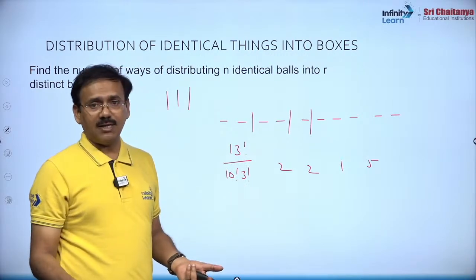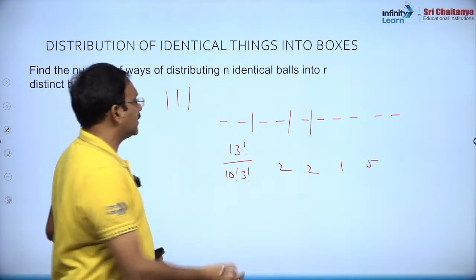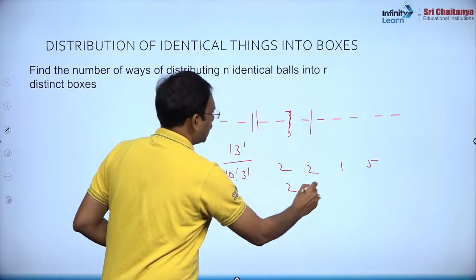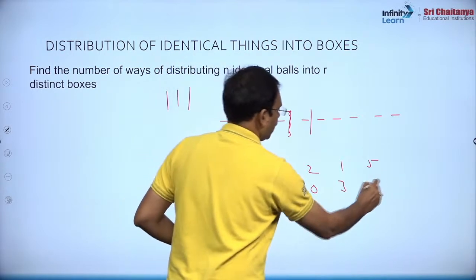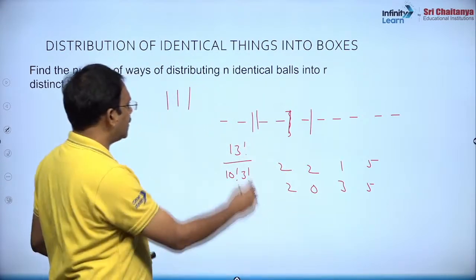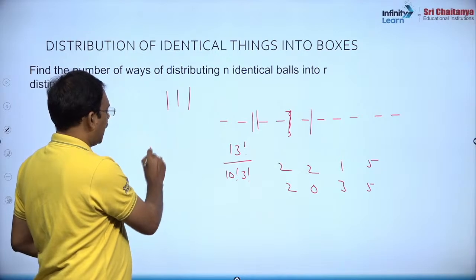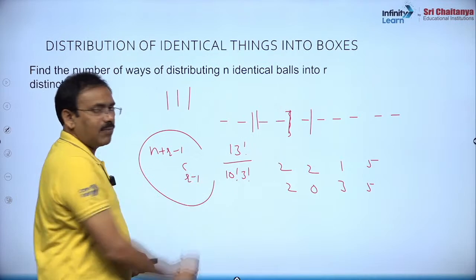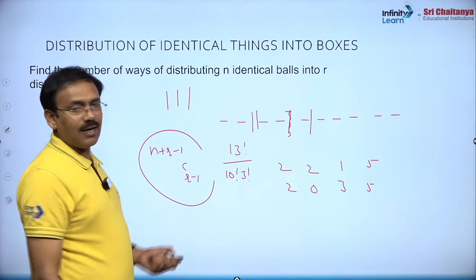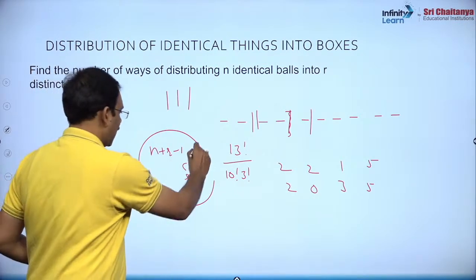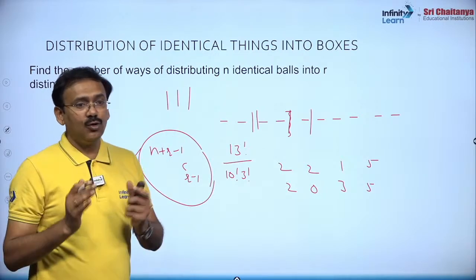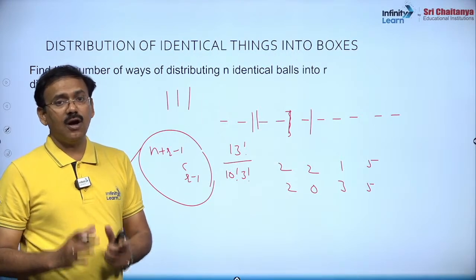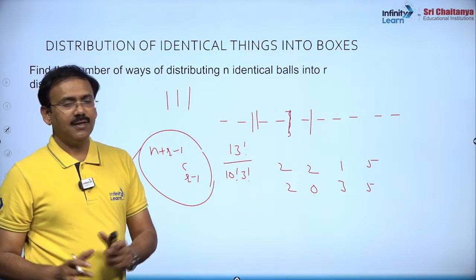Which 2 it doesn't matter because all the balls are identical. Suppose, my dear friends, you have got 2, 2 here, and none there. That means 2, 0, 3, 5. Like this you will be getting all. This is nothing but n plus r minus 1 C r minus 1. So n balls and r minus 1 vertical lines, n plus r minus 1 C r minus 1 is the formula. Do remember, my dear friends, n identical objects are to be arranged into r boxes. Boxes are dissimilar is the case.